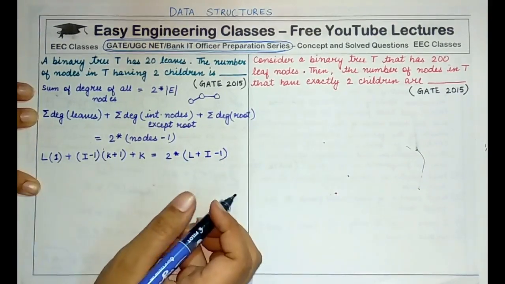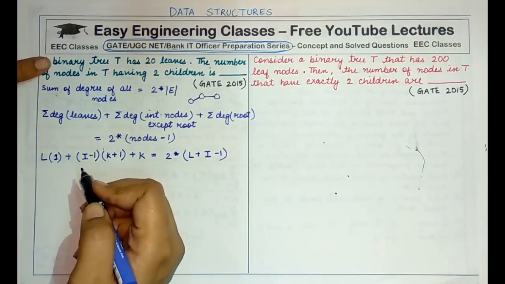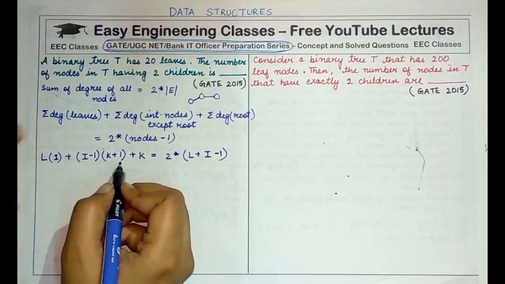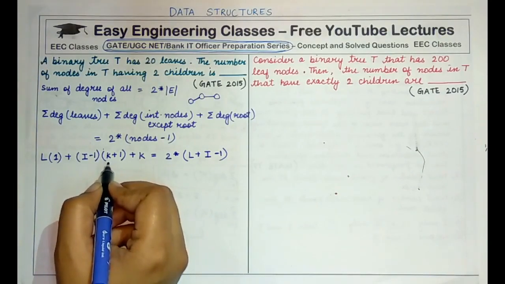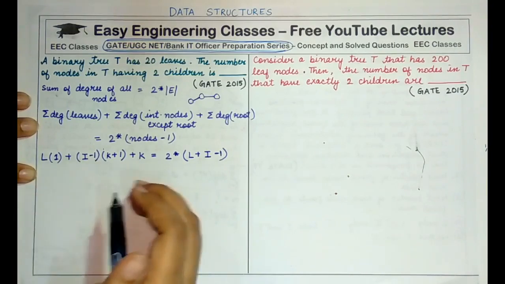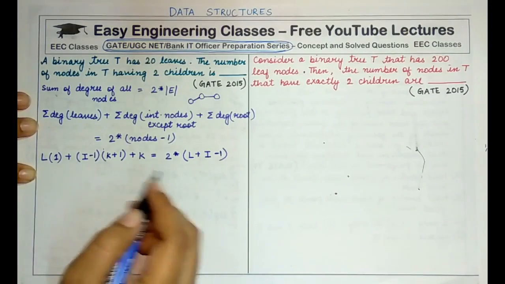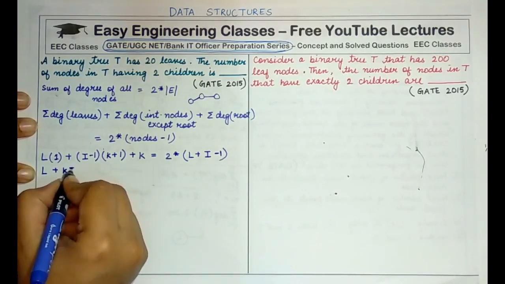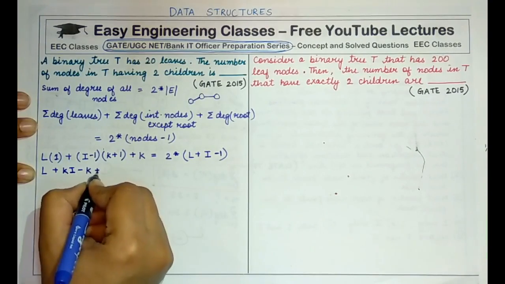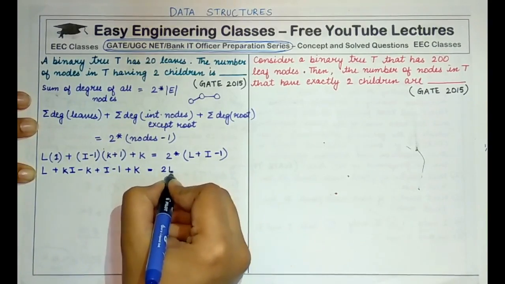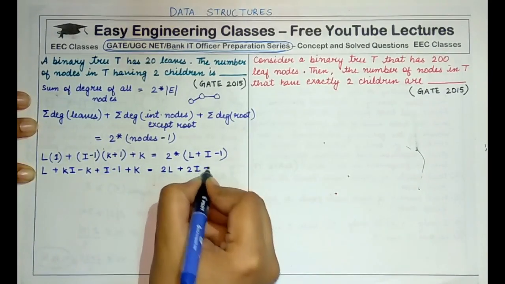This is a general equation. Now we are not particularly specifying for a binary tree. Currently I have assumed the value of k as unknown, or I have not taken any particular value of the degree of a tree. It is k only. Let's solve this equation to a simpler version, and then we'll substitute the values. So this comes out to be L plus k(I minus 1) plus k equal to 2L plus 2I minus 2.